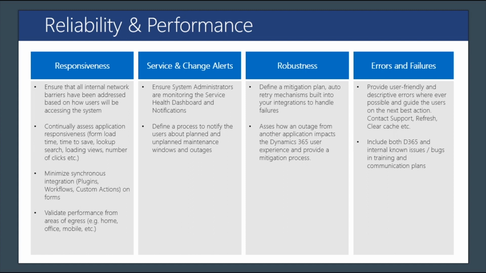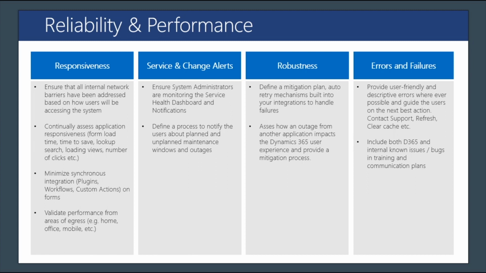And then lastly, of course, you want to make sure that you validate performance from different areas of egress. So, for example, what does the performance look like when I access it from home versus the office versus on my mobile device? Is there a difference in accessing it via Wi-Fi in the office versus a direct Ethernet connection? Those things are important.